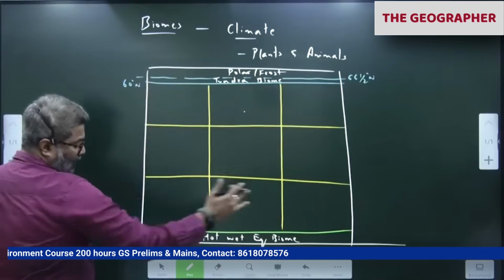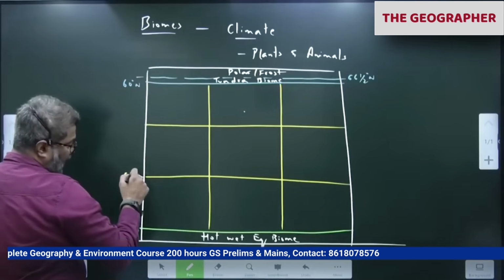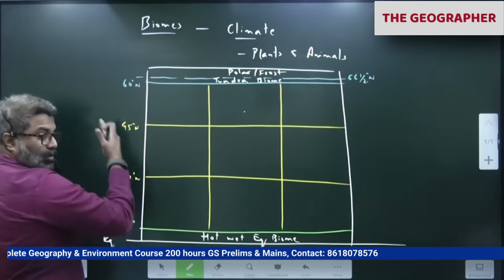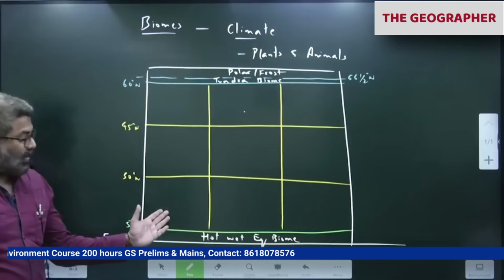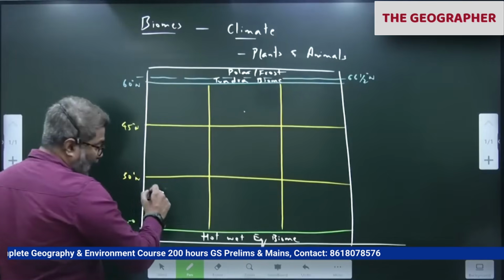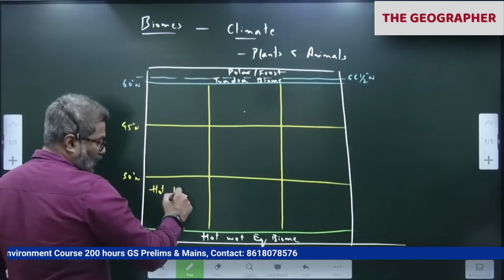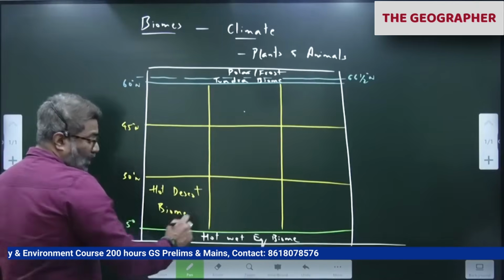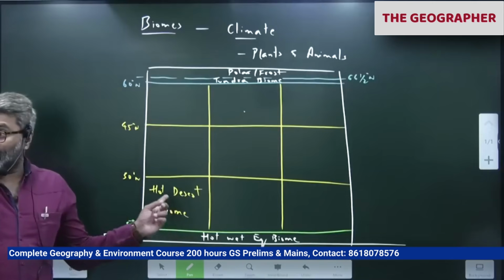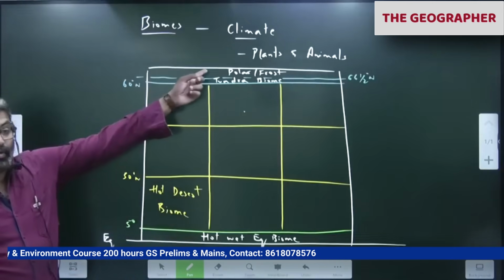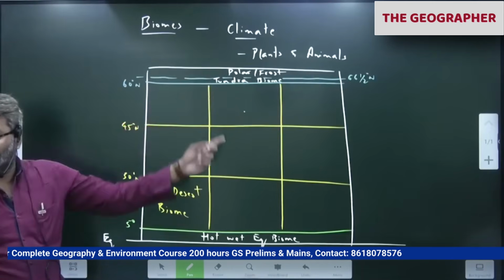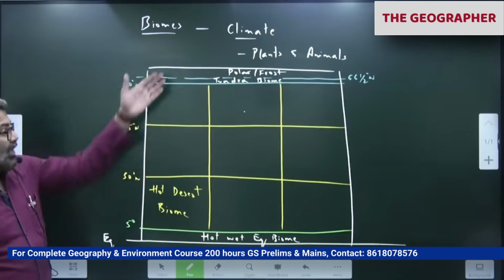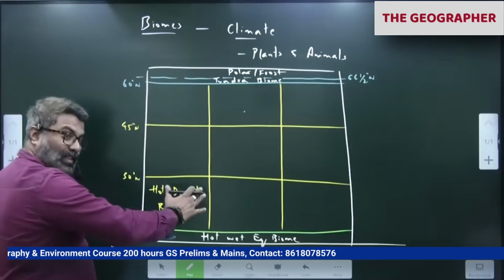So if this is a continent, the western side of the continent, let's say this is 30° north, this is 45° north. On this western side of the continent, because of the cold ocean current, we have a desert, correct? You should be able to write now, without seeing this, hot desert biome. Remember, associated landforms also we have covered, desert landforms, Aeolian landforms, glacial landforms, like that. Various landforms we have discussed.